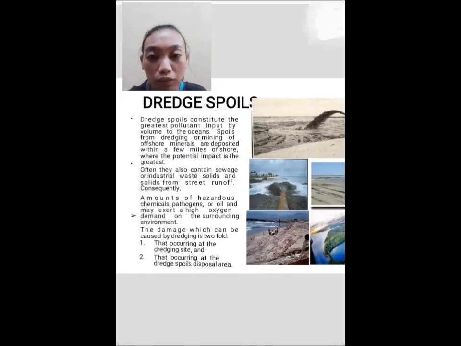Dredge spoils. Dredge spoils constitute the greatest pollutant input by volume to the ocean. Spoils from dredging or mining of offshore minerals are deposited a few miles offshore, where the potential impact is the greatest. Often they also contain sewage or industrial waste solids and solids from street runoff, and consequently may carry hazardous chemicals, pathogens, or oil and may exert a high oxygen demand on the surrounding environment.